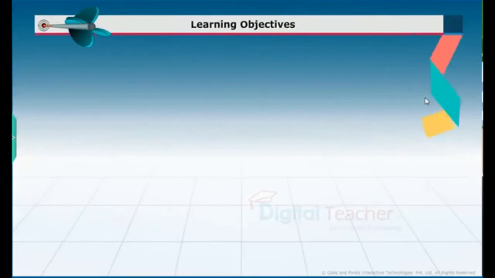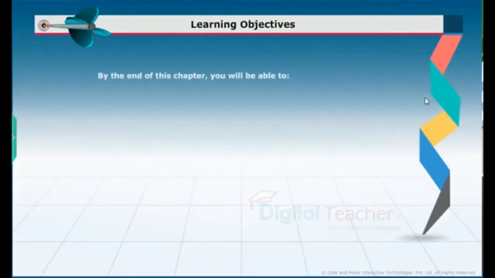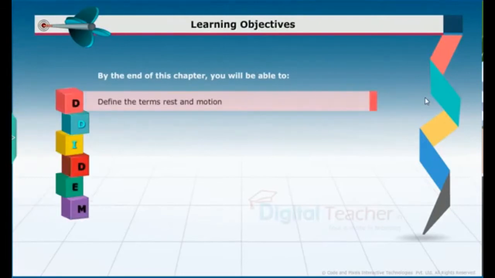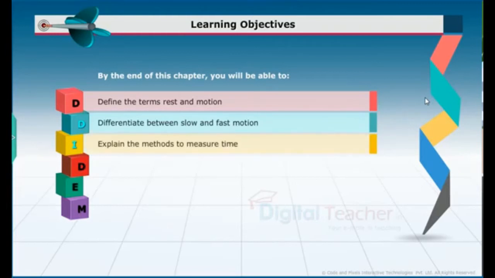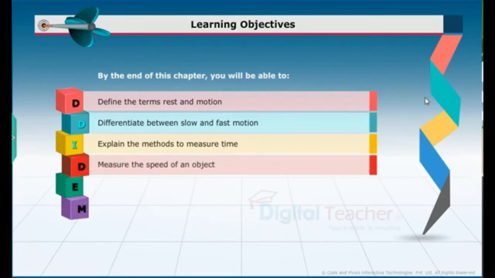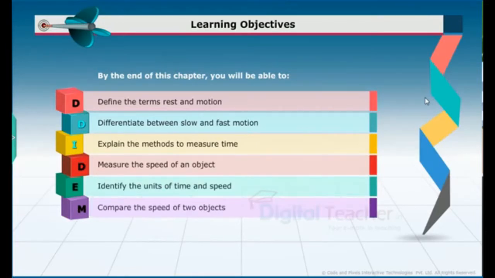Learning objectives. By the end of this chapter, you will be able to define the terms rest and motion. Differentiate between slow and fast motion. Explain the methods to measure time. Measure the speed of an object. Identify the units of time and speed. Compare the speed of two objects.